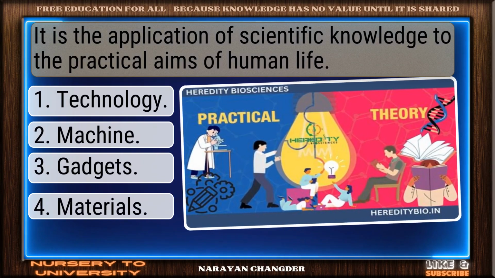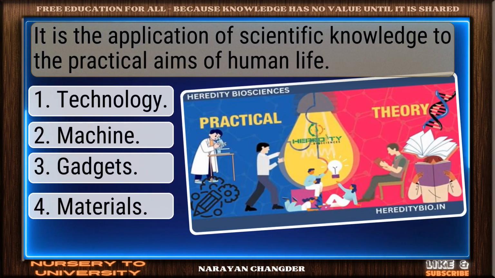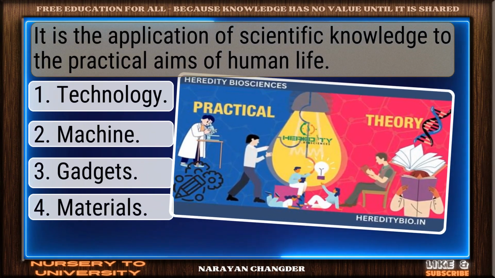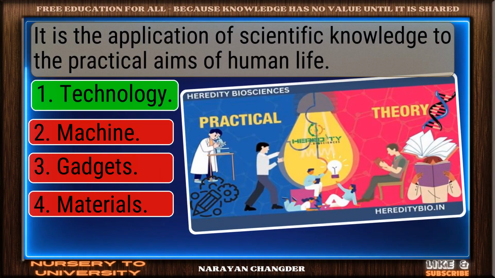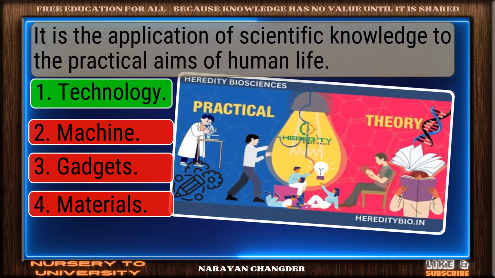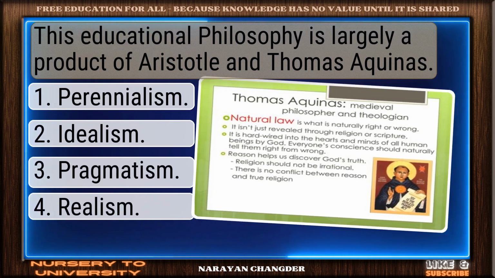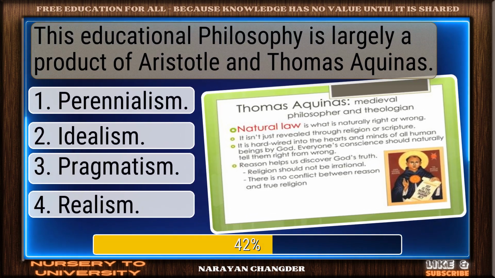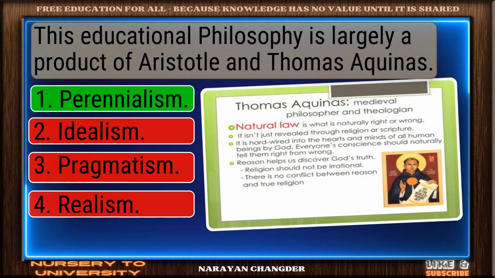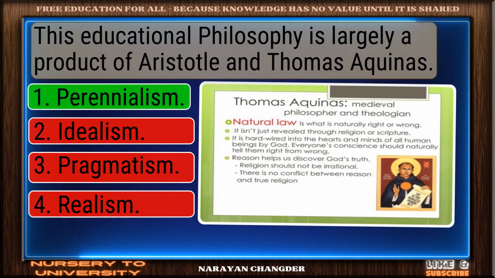It is the application of scientific knowledge to the practical aims of human life. Correct. Technology is the right answer. This educational philosophy is largely a product of Aristotle and Thomas Aquinas. Good thinking. Perennialism is the right answer.